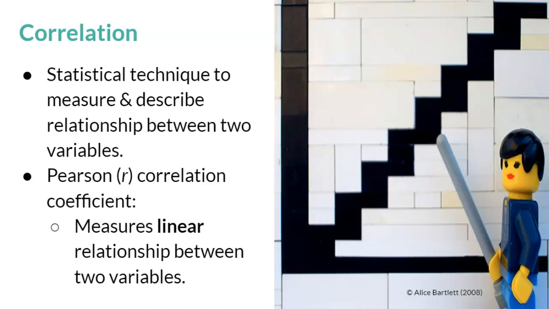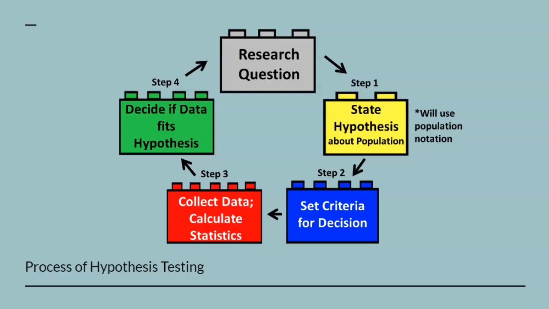In a previous video on correlation, you learned how to calculate a Pearson R correlation. Now, we will conduct a hypothesis test with it. This diagram illustrates the process of hypothesis testing. We will use the same 4 steps in conducting a hypothesis test with Pearson correlation, with some modifications along the way.